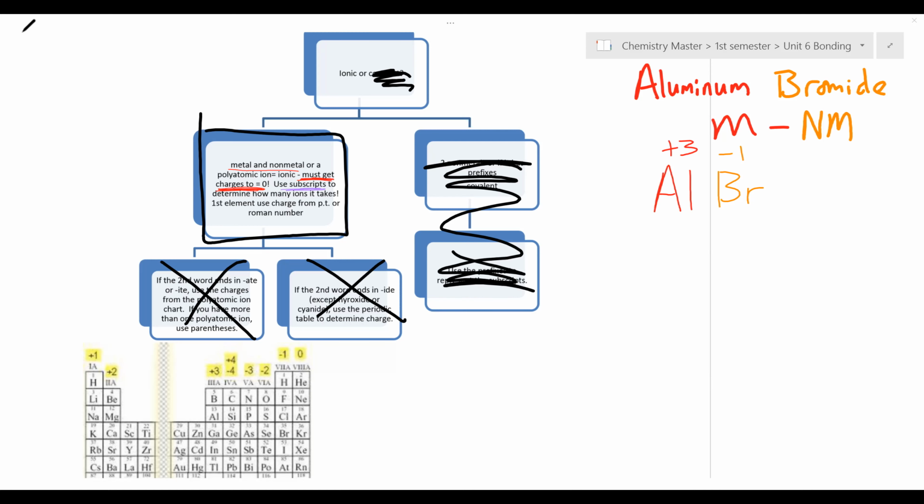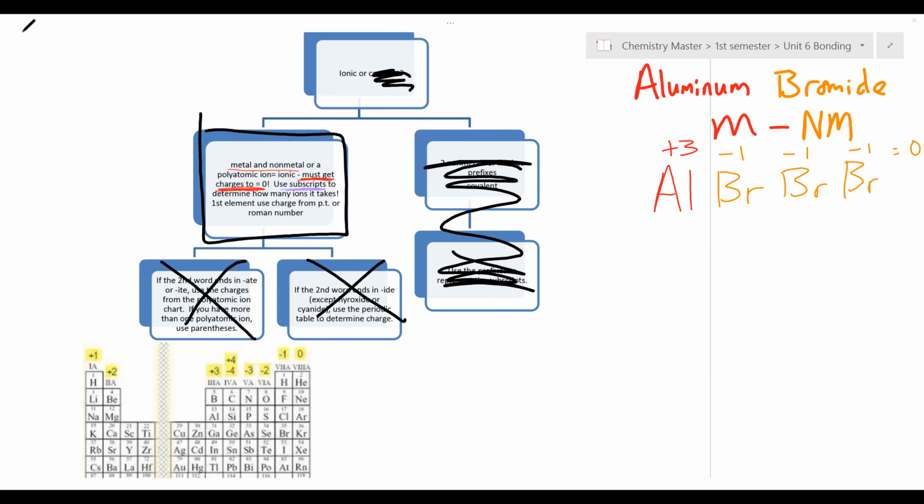Add more bromine. All right, so I'm going to add more bromine. Here's another bromine. Did that get us to 0 yet? No. All right, let's add one more. Would that get us to 0? Yes, it would. So that's +3, and then these 3 minus 1s would be a -3. That would get us to 0.